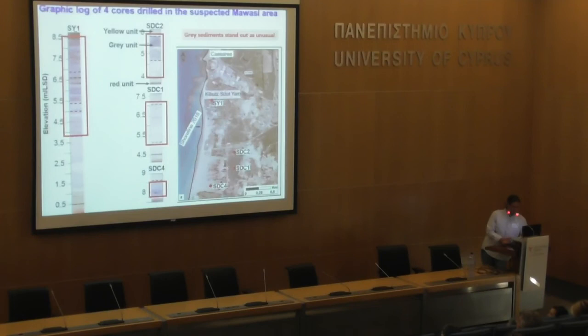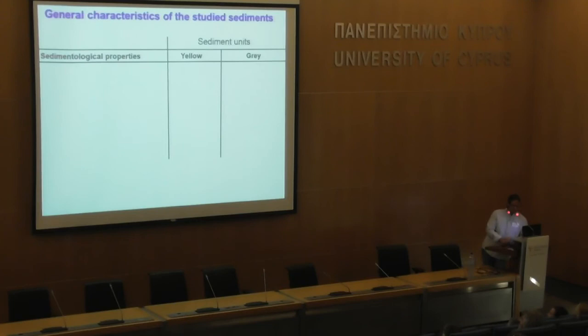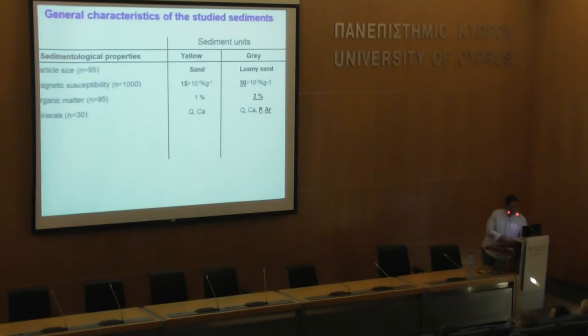A comparison between the natural yellow aeolian sand which sits on top of the study area and the gray unit shows that the gray unit consists of finer gray fractions, higher magnetic susceptibility values, and high organic content. It shows the presence of phosphate minerals, iron, lead, and phosphorus elements, along with the presence of ceramic, bones, glass, phytoliths, and ash.